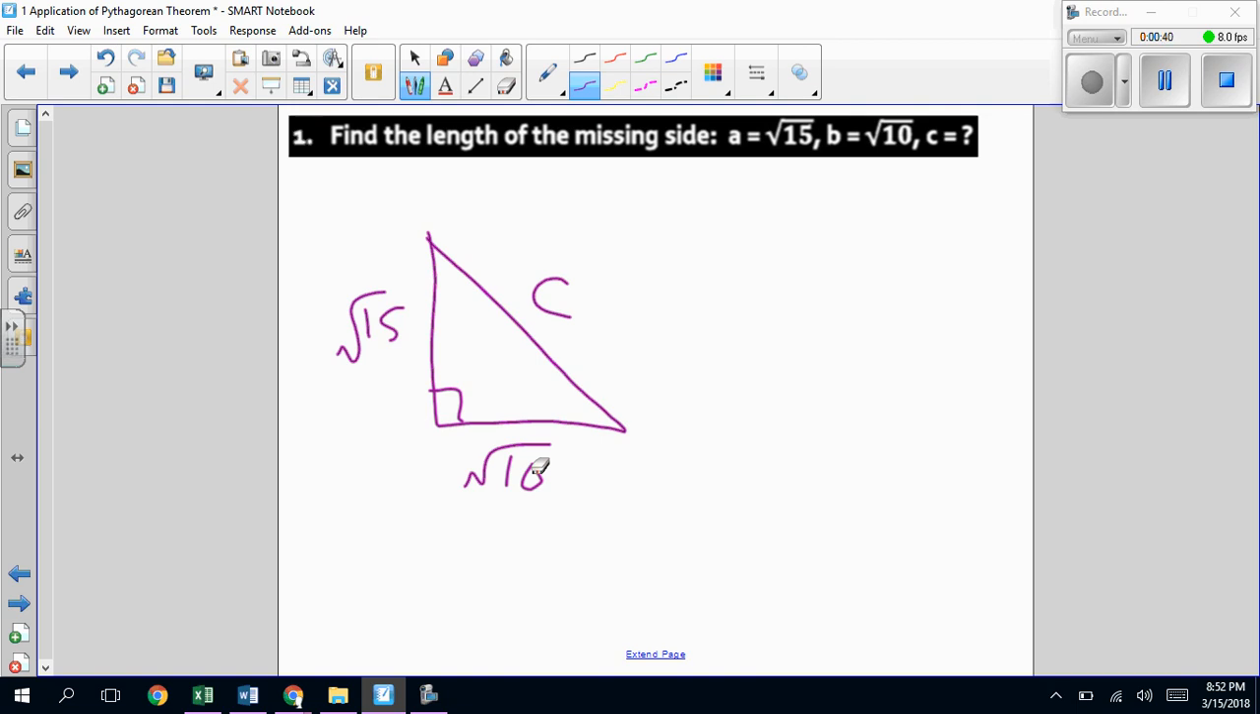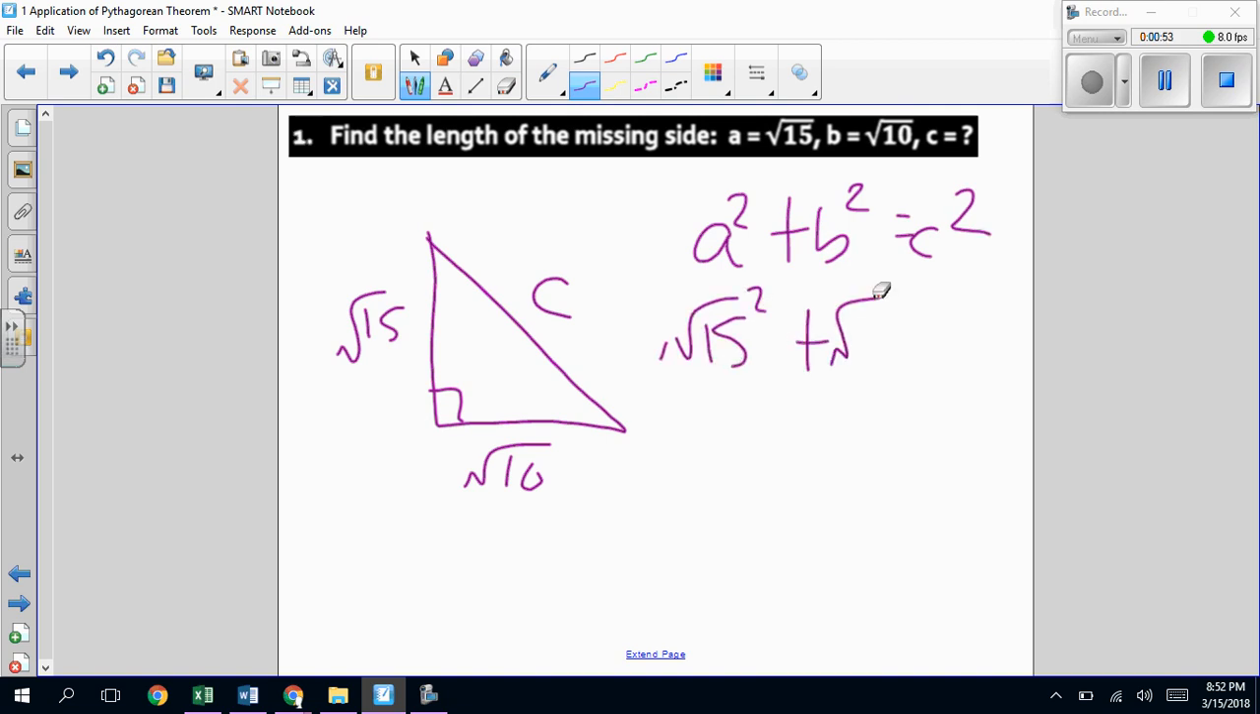And so here, if I use the Pythagorean theorem in order to solve this problem, a squared plus b squared equals c squared. When I substitute in the square root of 15 squared plus the square root of 10 squared equals c squared, I end up with inverse operations.